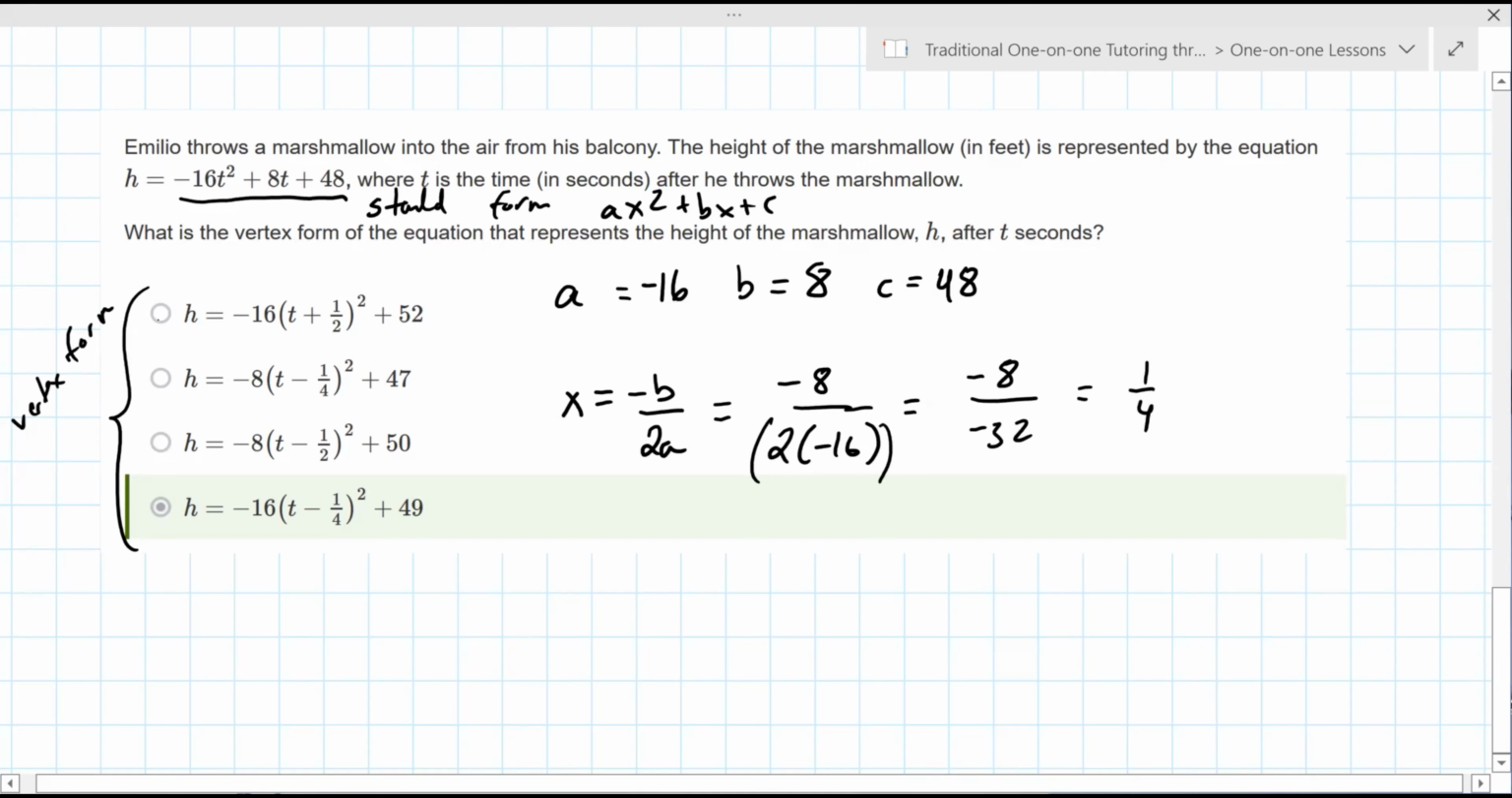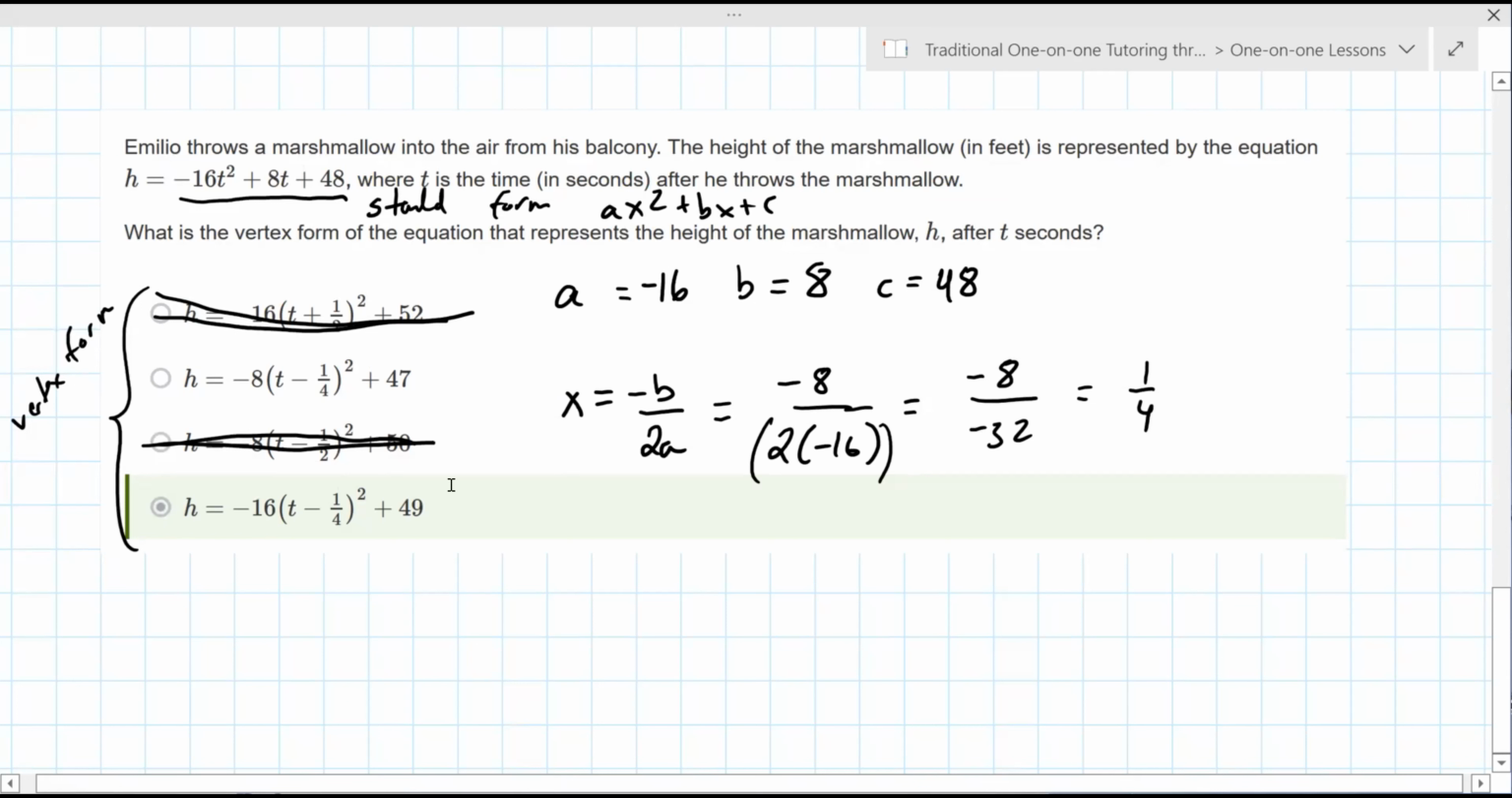So that gets us down to B and C. Can you tell me why it's B or C? It's this value right here. Yeah, 1/4. The x coordinate of the vertex is 1/4. These both have an x coordinate of 1/4.